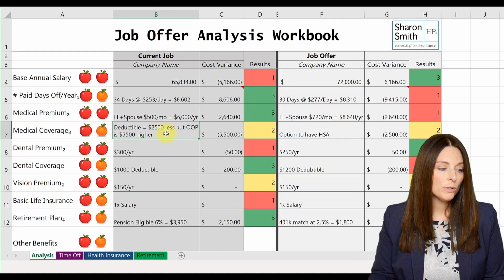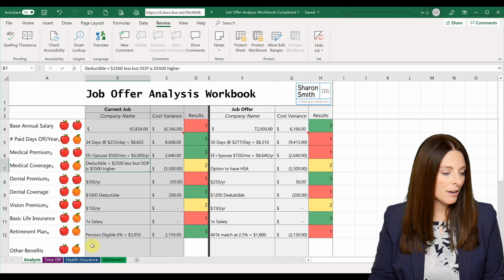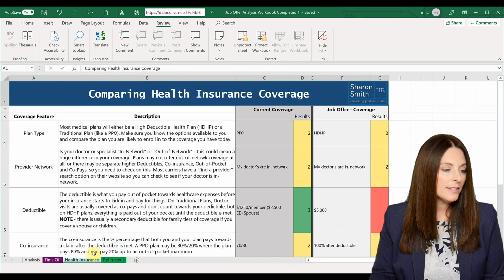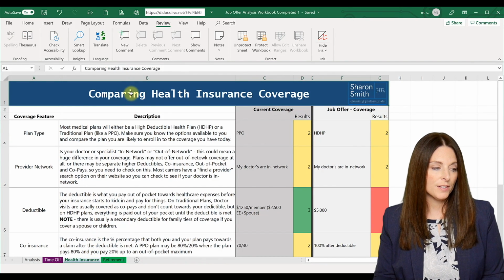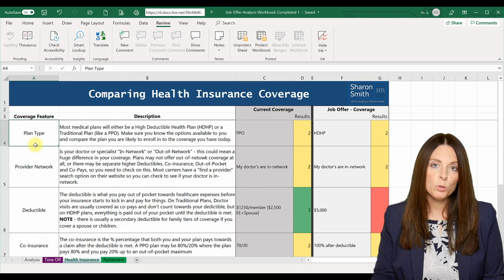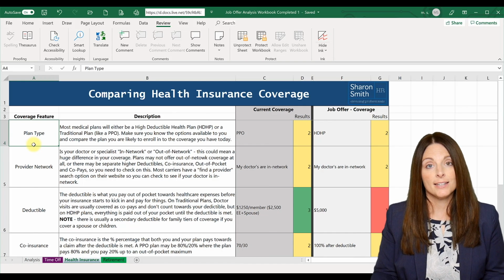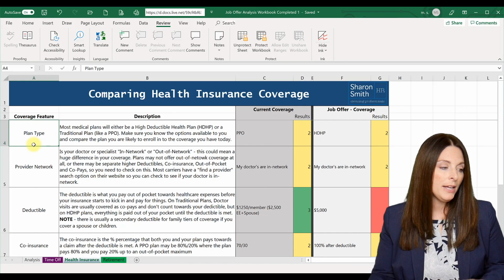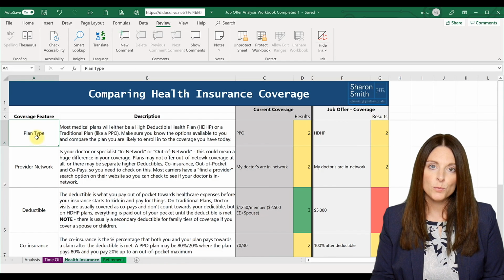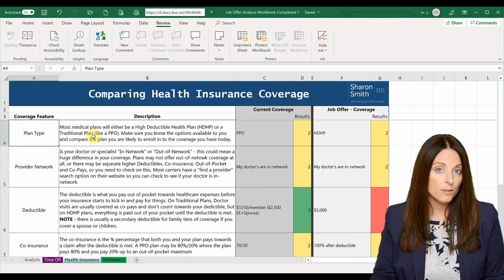Then the next thing that we really want to take into consideration is the actual coverage itself. So if you go over here on the health insurance tab, this is where we're going to look at comparing the health insurance coverage. And the features that are over here on the left are features that I've pulled out to make sure that you know that these are some of the most important things that you can look at and take into consideration when you're comparing benefit plans to see which plan is better than another. And those are the type of plan that it is, whether it's a traditional plan like a PPO plan, or if it's a high deductible health plan.